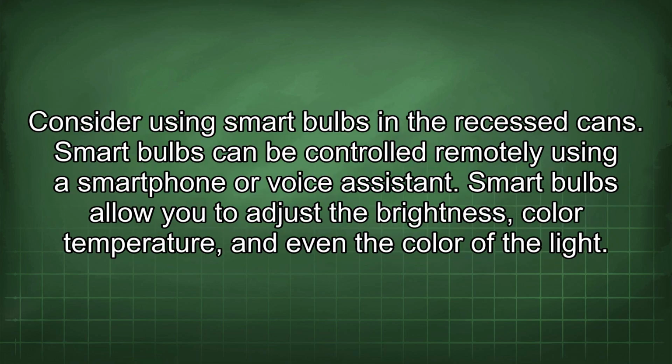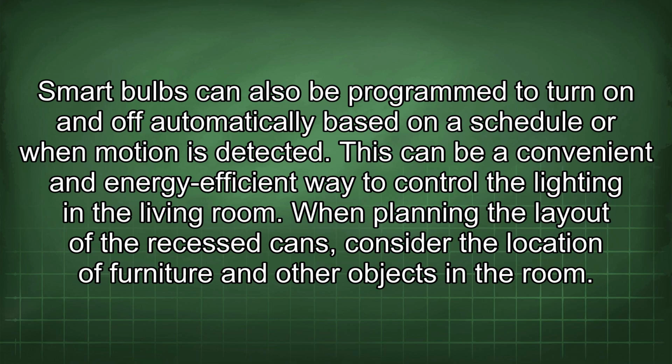Consider using smart bulbs in the recessed cans. Smart bulbs can be controlled remotely using a smartphone or voice assistant. Smart bulbs allow you to adjust the brightness, color temperature, and even the color of the light. Smart bulbs can also be programmed to turn on and off automatically based on a schedule or when motion is detected. This can be a convenient and energy-efficient way to control the lighting in the living room.